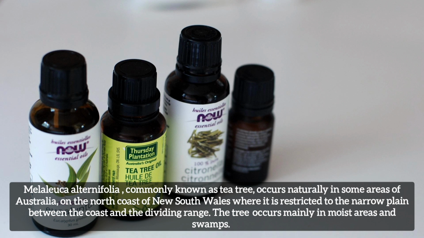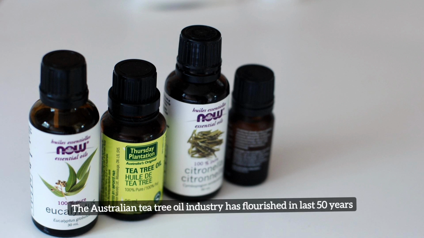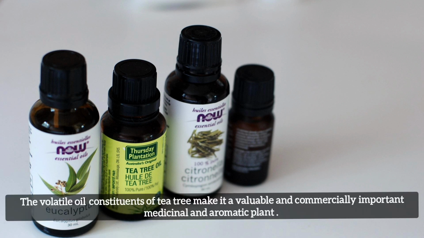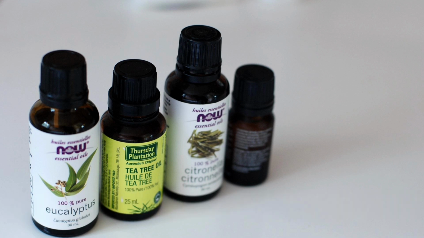Melaleuca alternifolia, commonly known as tea tree, occurs naturally in some areas of Australia, on the north coast of New South Wales where it is restricted to the narrow plain between the coast and the dividing range. The tree occurs mainly in moist areas and swamps. The Australian tea tree oil industry has flourished in the last 50 years. The volatile oil constituents of tea tree make it a valuable and commercially important medicinal and aromatic plant.